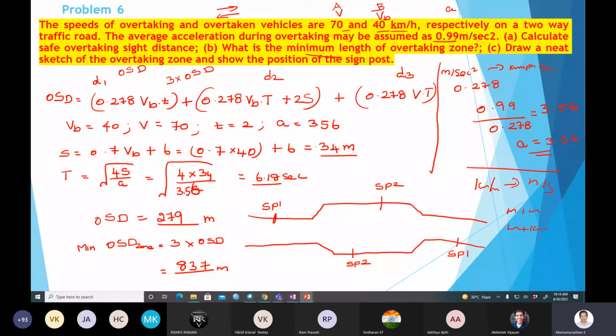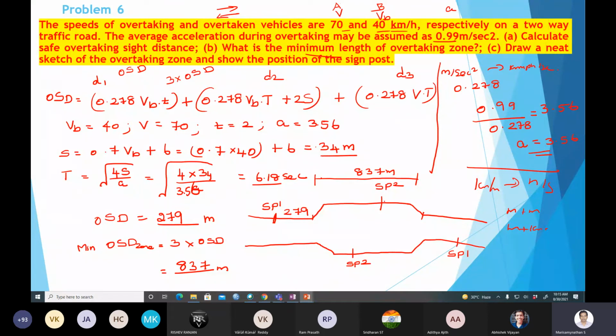So we can design with respect to the overtaking zone. This is the overtaking length, and we are assuming it as 837 meter. So maybe the zone starts from here and ends here, total length 837 meter. Before the 279 meter we are giving the notifications.